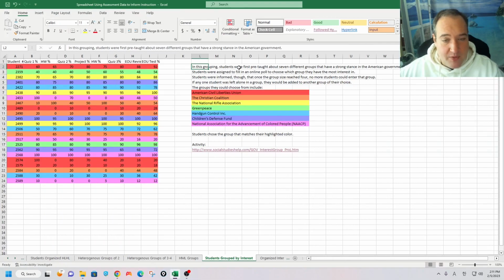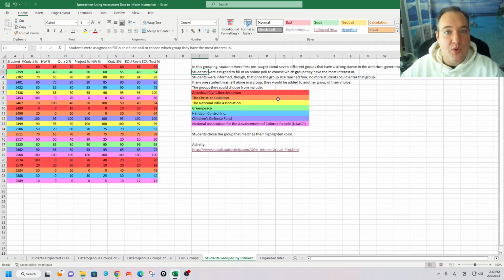The first thing that would be done is the students would be pre-taught about the 7 groups that have a strong stance in American government. Then they'll be assigned to fill out an online poll to choose which group they want. So they can choose from the American Civil Liberties Union, the Christian Coalition, the NRA, Greenpeace, Handgun Control Inc., Children's Defense Fund, or the NAACP. After choosing one of the groups on the poll, they are assigned to that group.